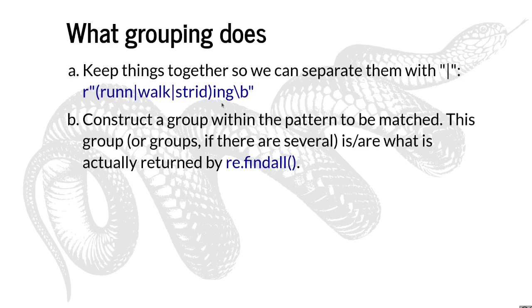That's what we focused on so far, but what's in B here is almost at least equally important. It constructs a group within the pattern to be matched, and that group is not just for internal processing, but it also has an effect on what gets returned, especially by re.findall. So re.findall actually only returns all of the groups defined in a regular expression.